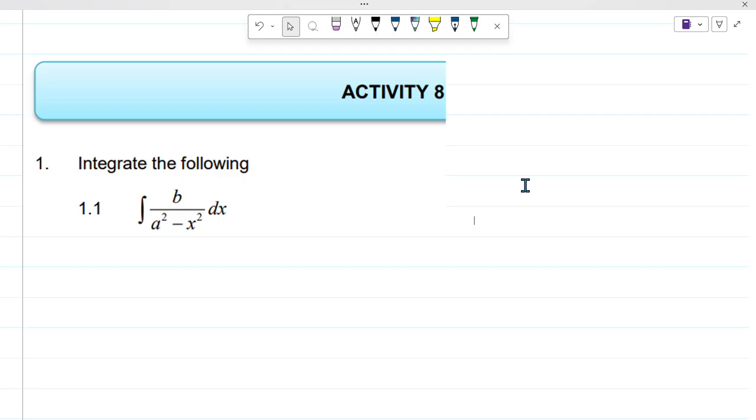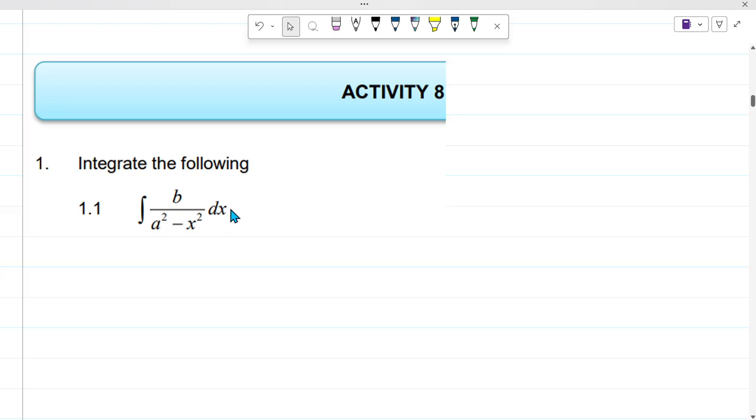Let's go. So at activity 8, our first question, number 1, whereby we should integrate the following. 1.1, integrate b over a squared minus x squared dx. So we're integrating with respect to x, meaning that whatever letter is not x, we treat it as a constant. That means our b and a are both constants. In simple terms, they are numbers. You can treat them like numbers.